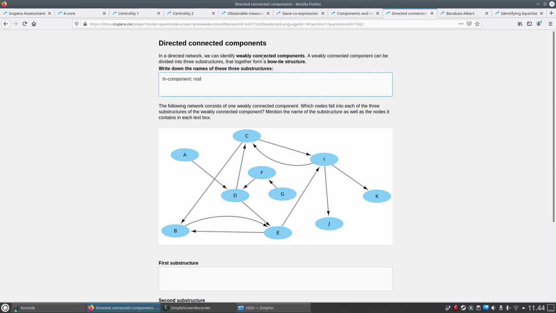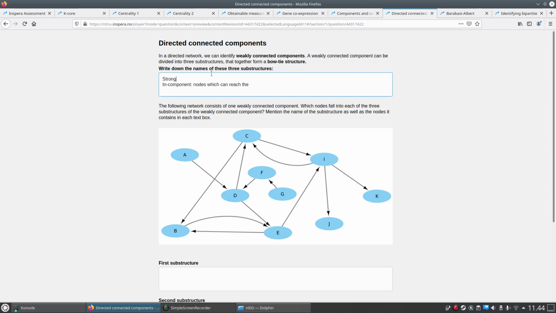And so the three substructures within this weakly connected component are the in component, nodes which can reach the other... well, we can't really go through this in order without getting a little bit ahead of ourselves. The in component are the nodes from which you can reach the strongly connected component, and the out component. Actually, we can start with the strongly connected component.